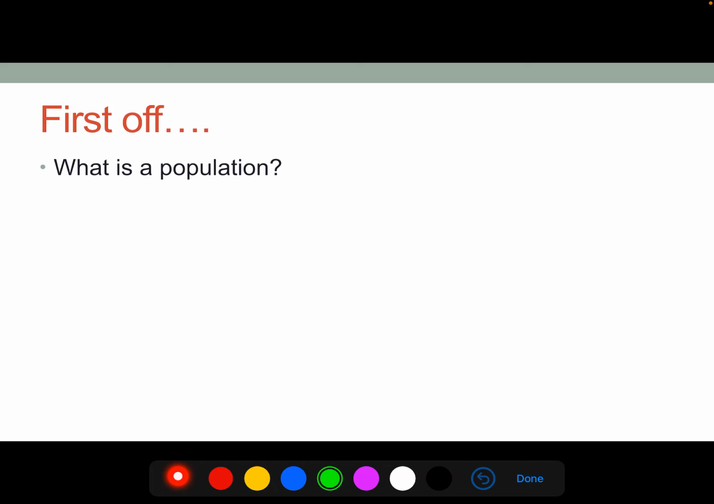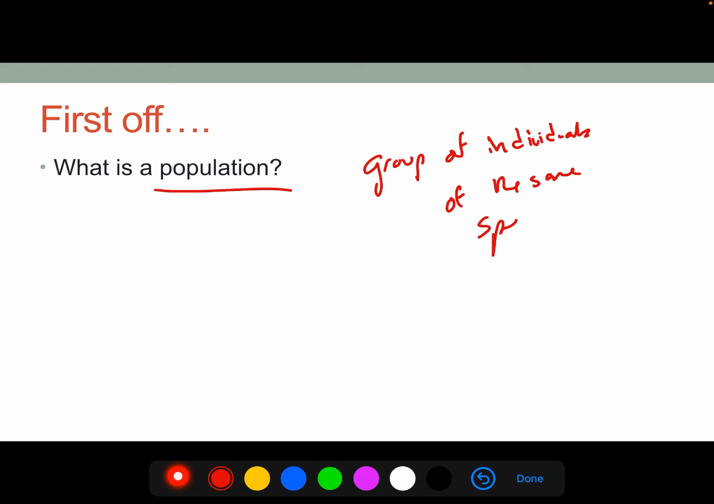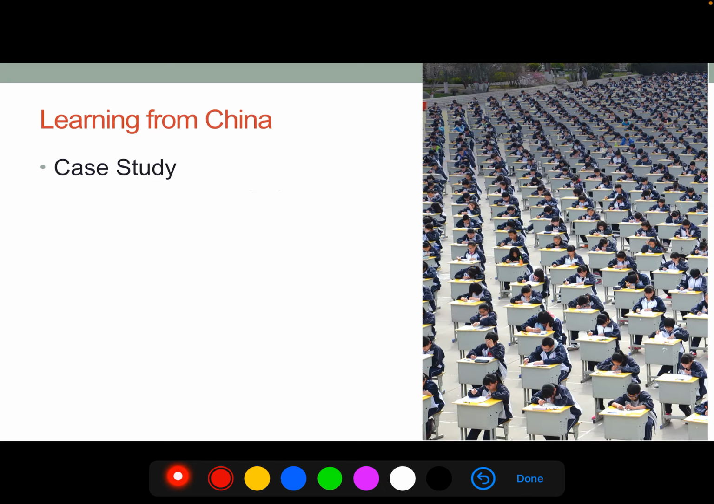And so the first thing, we're jumping into population ecology. So a population is a group of individuals of the same species in the same area. Okay. And so we're going to be talking about population ecology.